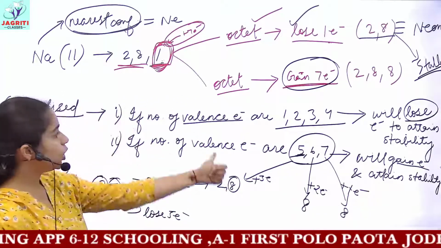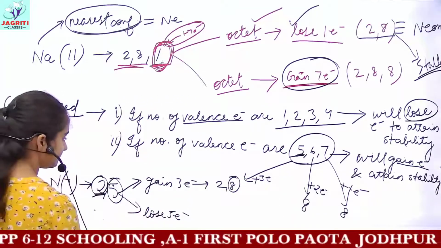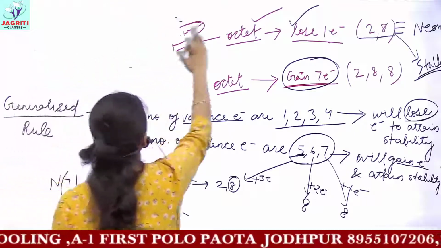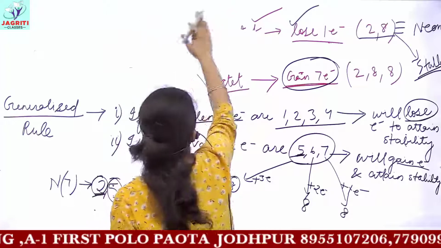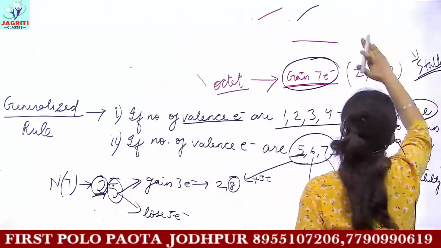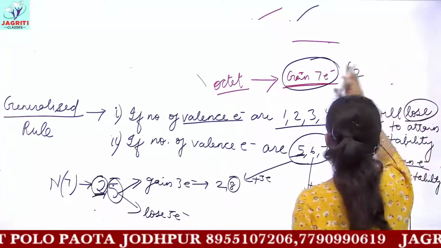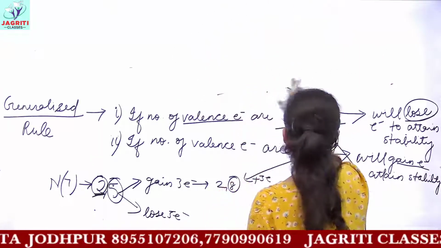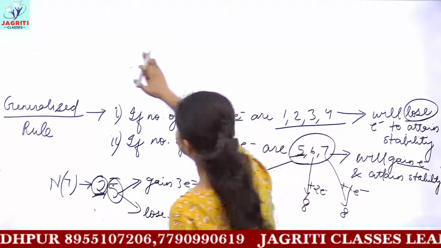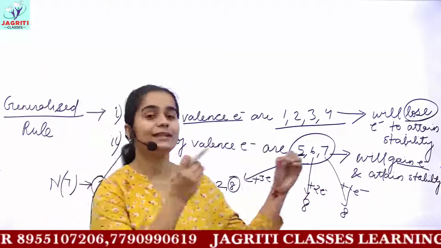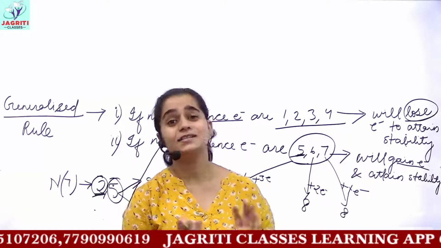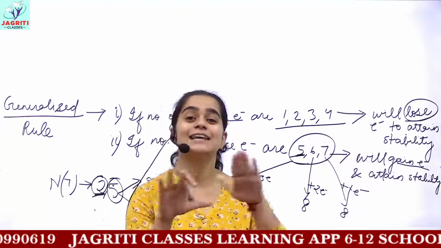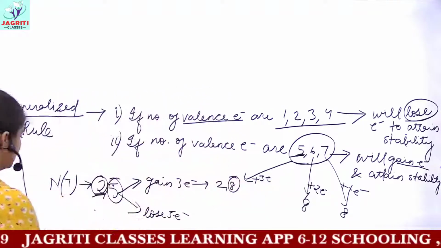So this is what you mean by valency. Valency means how many electrons are required to attain a noble gas configuration. According to the definition, valency is the combining capacity of atoms to combine with other atoms in order to attain stability. Our main aim is that every atom should attain a stable configuration.